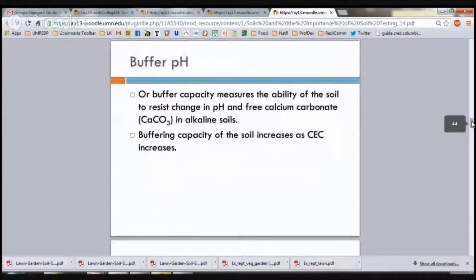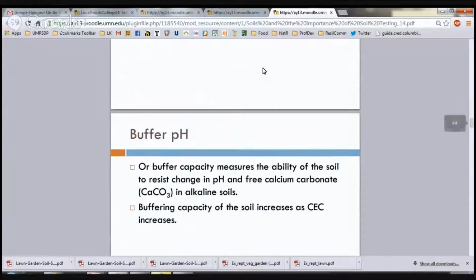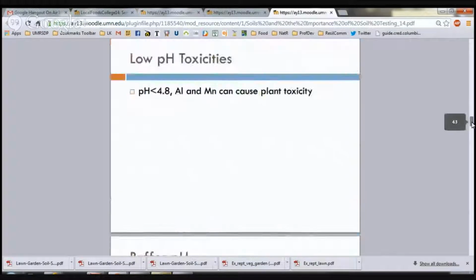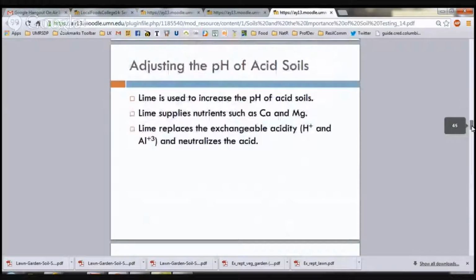But if you're wanting to change the pH of your soil, you have to get over what we call the buffering capacity of the soil, okay? And what that means is it takes a lot of time and a lot of material to try to adjust, okay? So if we want to increase the pH, we're going to add liming material. If we want to decrease the pH, we're going to add sulfur, okay?